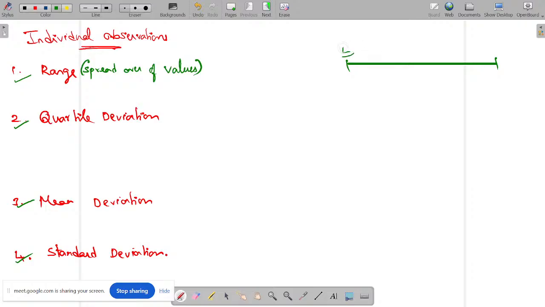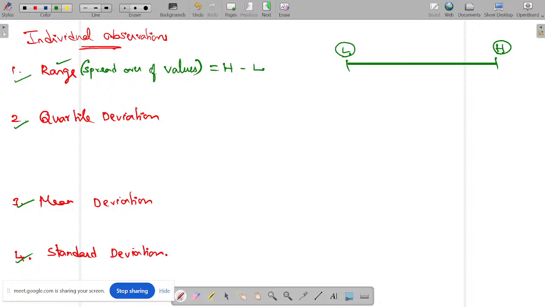There may be a least value over here. Ascending order means what? Starting from the least, going to the highest. So there will be a least value here, and there will be a highest value over here. And what do you mean by range here? Spread of the values, which means the highest value minus the least value will give you the range.